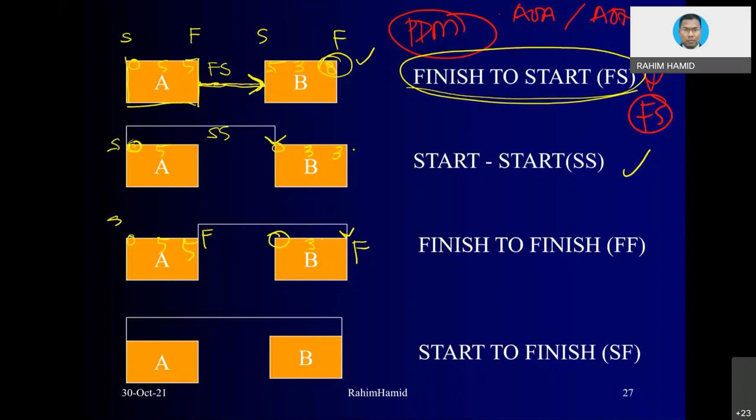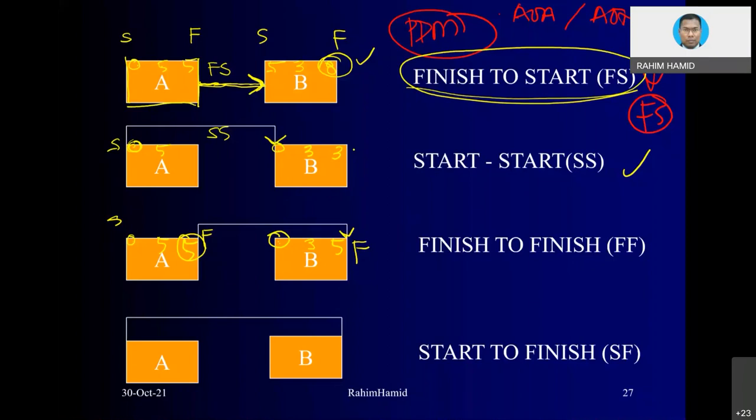Well, the value that determines the completion of B is coming from this one. Supposedly, let's say B starts on day zero, zero plus D, it should complete on the third day. But now, because the relationship says so, B has to be completed on the fifth day as well. So if we deduct back 5 minus 3, then we will get 2 here.